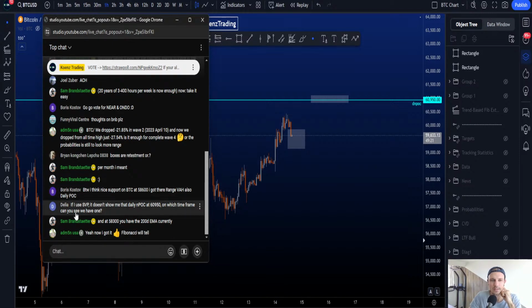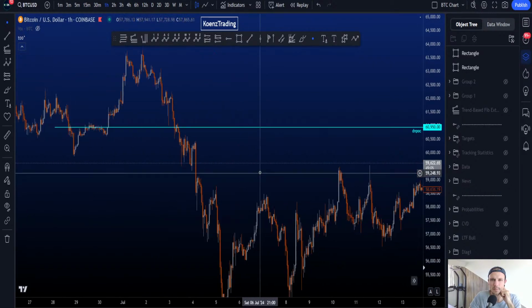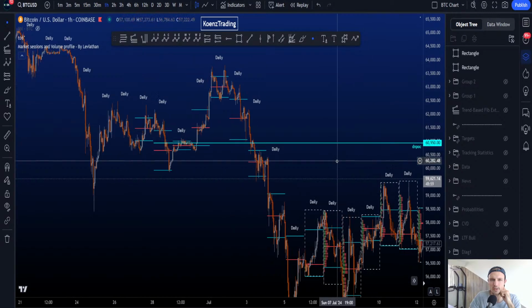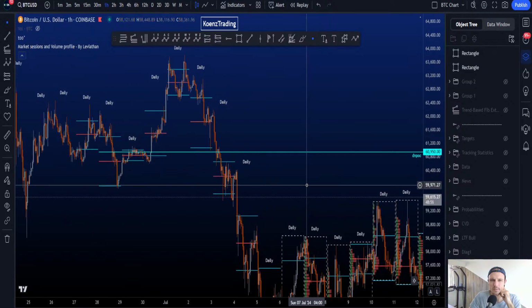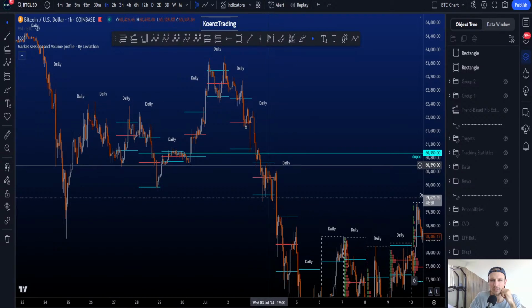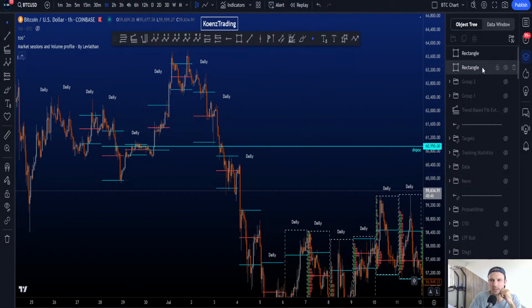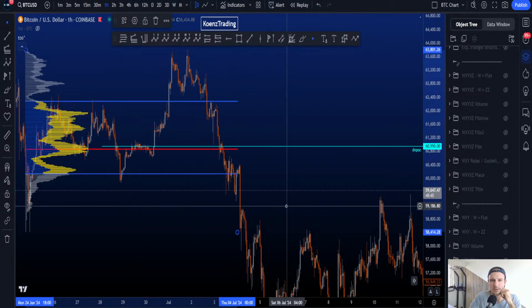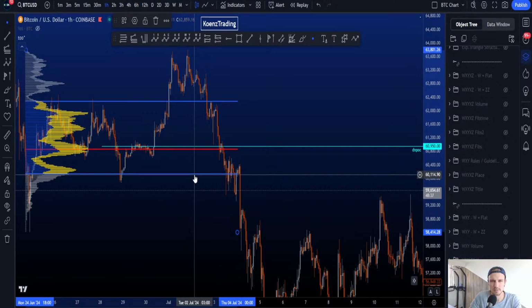That's good. Daily, if I use SVP, it doesn't show me that daily input. On which time frame? I use ATAS myself. I actually don't know what the SVP is. Is that the volume profile you mean? So one of the tools in TradingView, market sessions and volume profile by Leviathan. This one is also quite okay, but it's still not the same as ATAS. So here we can see a daily here and a daily here, but not one in the middle. If we do this, there we are. So there we have a point of control.